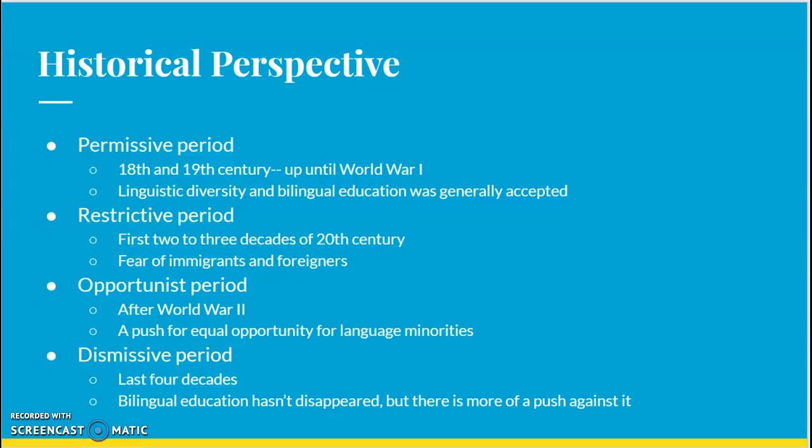And then after World War II, we moved into an opportunist period where there were a lot of opportunities for proponents of bilingual education and bilingualism because of the civil rights movements, and there was a general push for equal opportunity for language minorities. And finally, in the last 4 decades, we have moved into what's called a dismissive period, where bilingual education hasn't quite disappeared, but there is more of a push and controversy against it, or around it now.